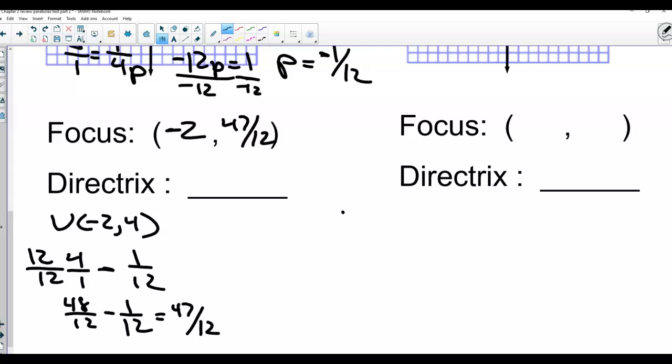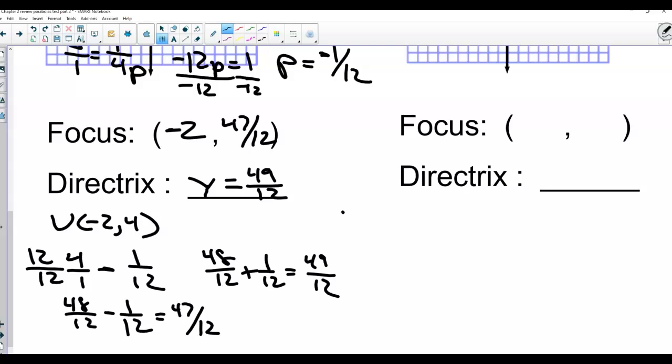For the directrix, it's y equals. Not a point, it's a line. In this case, we go the opposite direction. It's 48/12 plus 1/12. So that's 49/12.